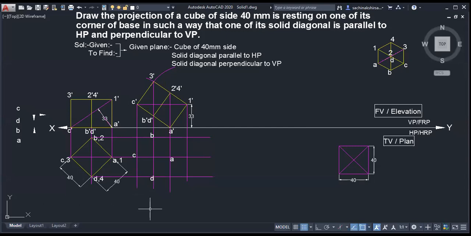Similarly, have you located A, B, C, D points? Base, very carefully.